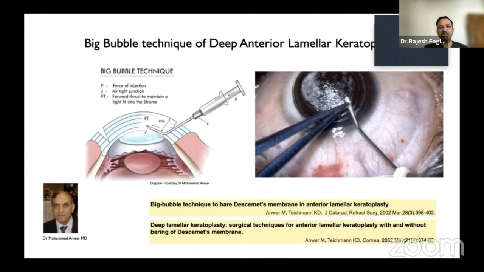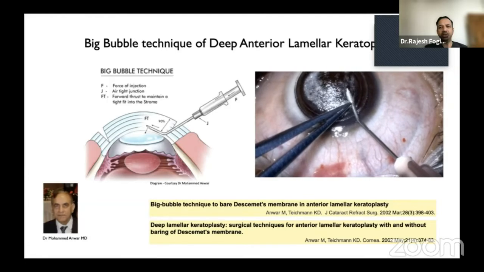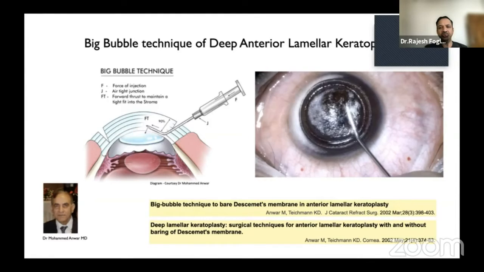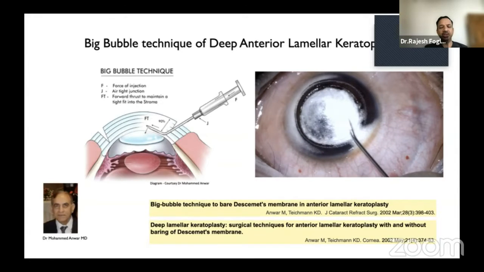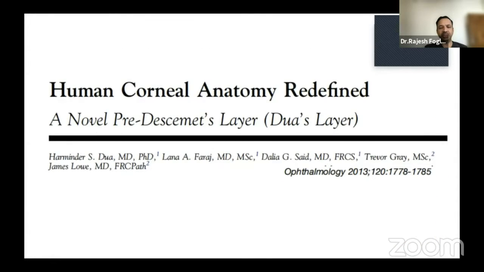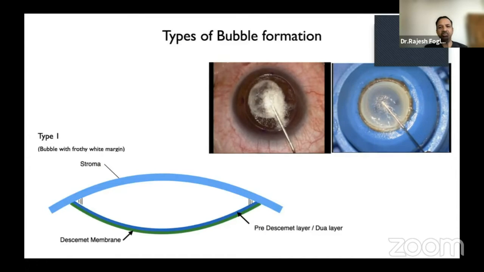The instruments that are required. In the original big bubble technique described by Anwar, a 27 or 30 gauge needle is used for air injection, and this works quite well. However, if the needle is not placed in the right position, you have an increased risk of complication.